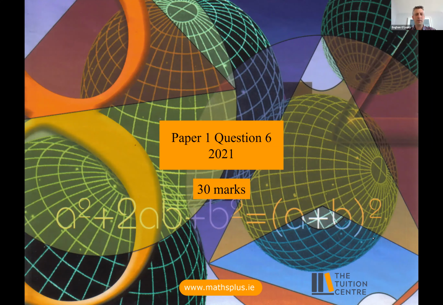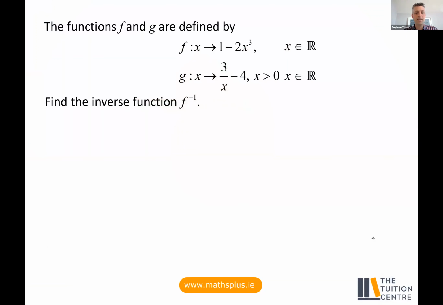Okay, here we are for question 6 of paper 1. It's a functions question, and I bet some people looked at it and said, no, that's not for me, because some people just find the functions notation a bit awkward looking. But I think, again, this question isn't as bad as some students might have felt at the start. What does it say here?